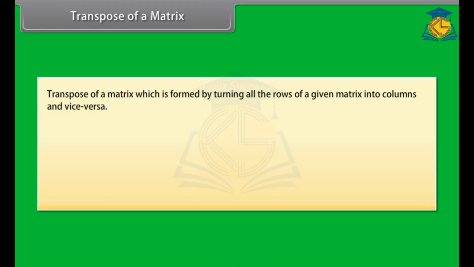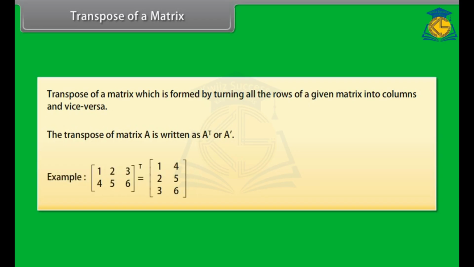Transpose of a matrix. Transpose of a matrix is formed by turning all the rows of a given matrix into columns, and vice versa. The transpose of matrix A can be written as, for example, transpose of matrix with first row 1, 2, 3, second row 4, 5, 6 is matrix with first row 1, 4, second row 2, 5, third row 3, 6.